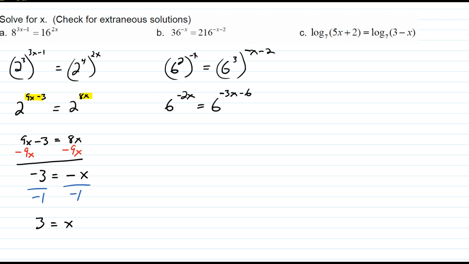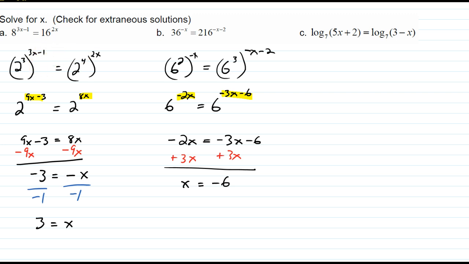So now we just set the exponents equal. And so we have negative 2x is equal to negative 3x minus 6. So we're going to add 3x to both sides. And so we get x is equal to negative 6. Again, you'd want to take the negative 6, plug it in, make sure that the left side equals the right side.